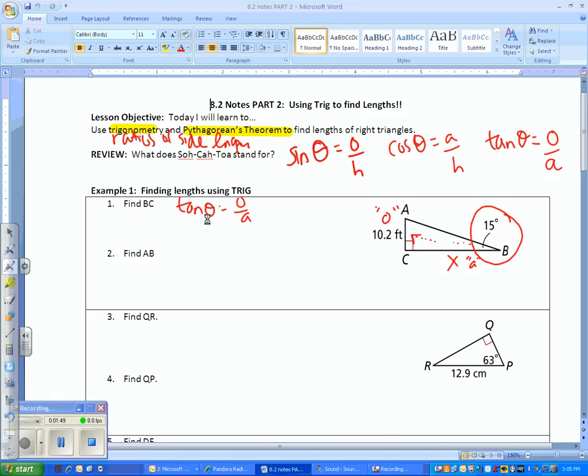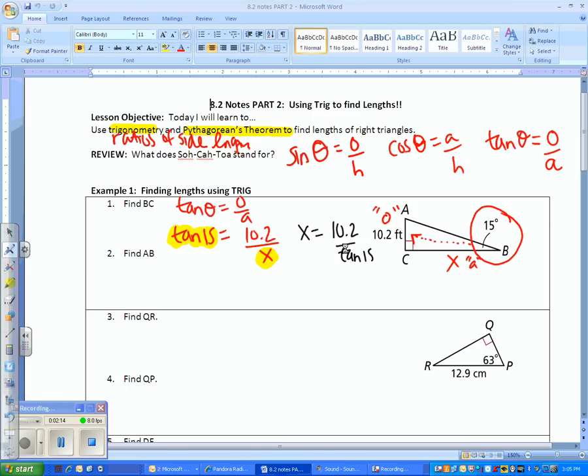So tan of the angle, we know the angle is 15. So tan of 15 equals the opposite side, which is 10.2, over the adjacent side, which is x. And then the shortcut for this, and I'll explain why in class, but you can trust me that if x is on the bottom, all you have to do is flip-flop these two things. So really, x is going to equal 10.2 over tan 15.